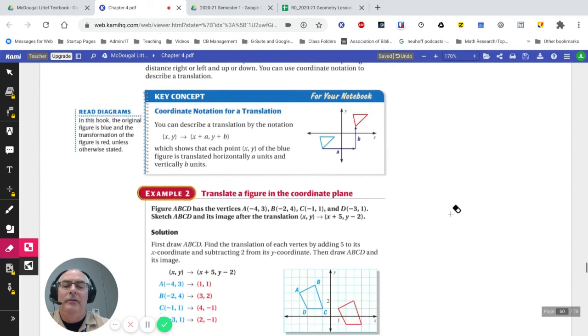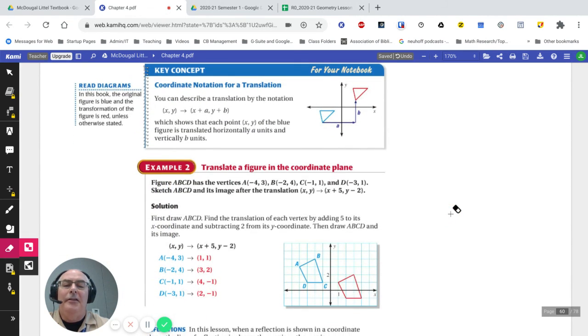So now, when I translate a figure, the way I can describe that on a coordinate plane is by how far each vertex moves. So each point is going to move over A up B.